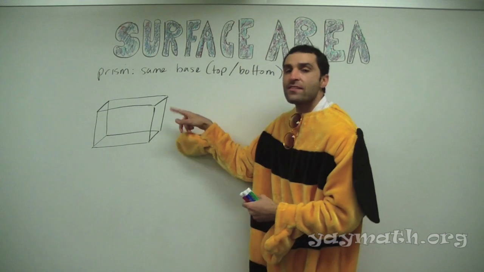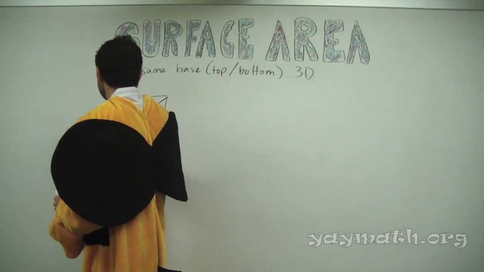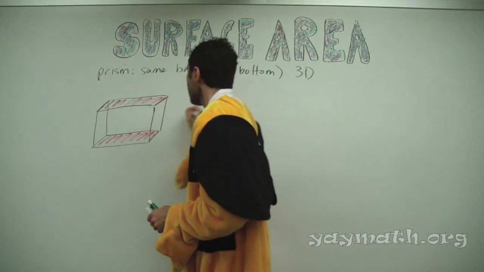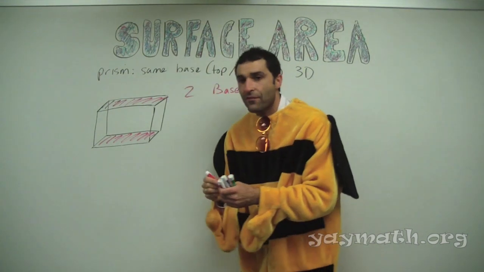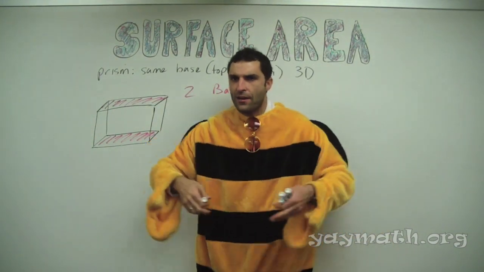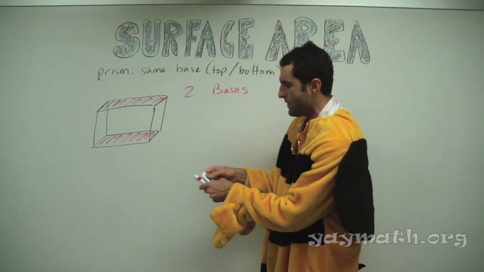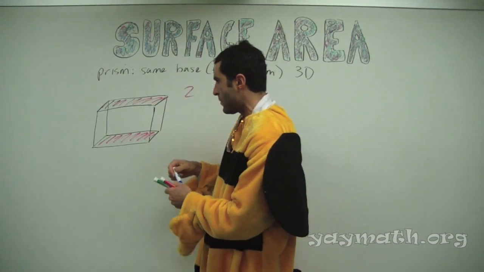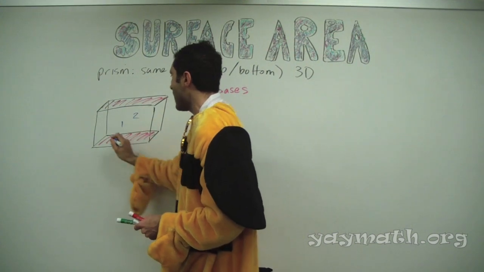Let's count them up. How many bases do you count? 2. So let's put the bases in red here. There's 2 bases. And then we have lateral sides. What does lateral mean? Like sides. Around. In football, they have the lateral, it's the side pass, or backwards pass. But yeah, it's the side. So we'll go patriotic, we'll go blue. So we have the front one, we have the back one, and we have the sides.